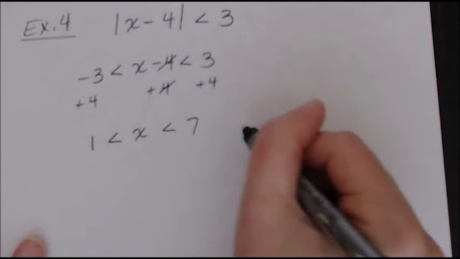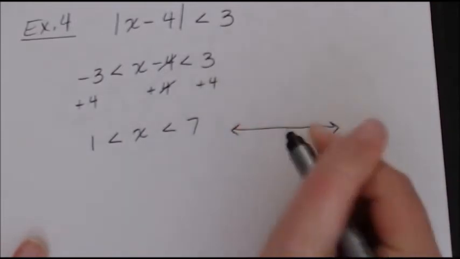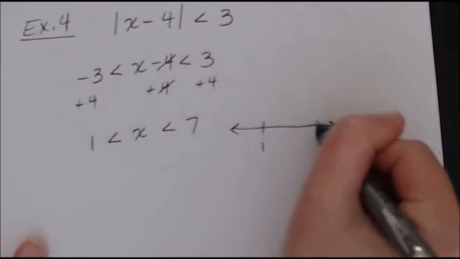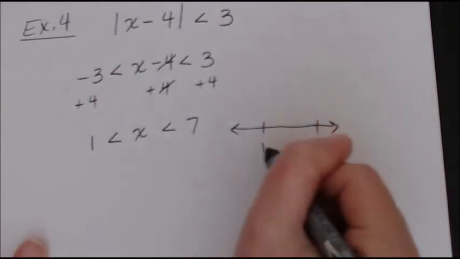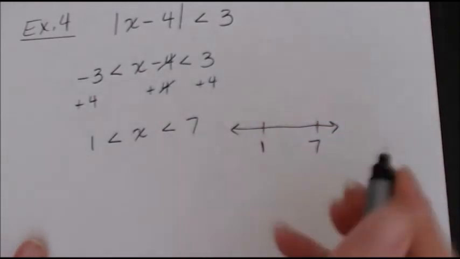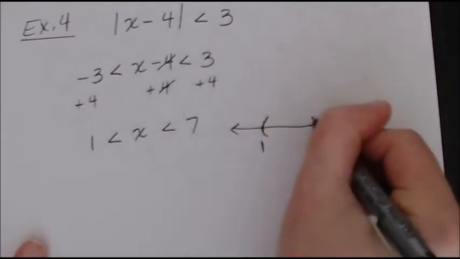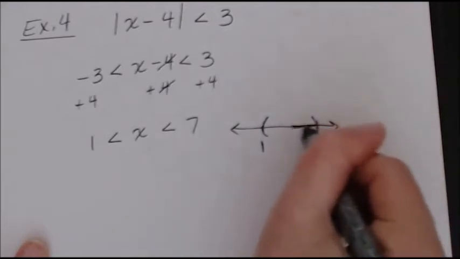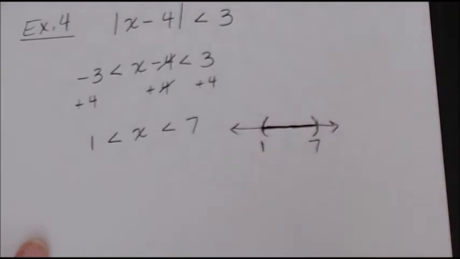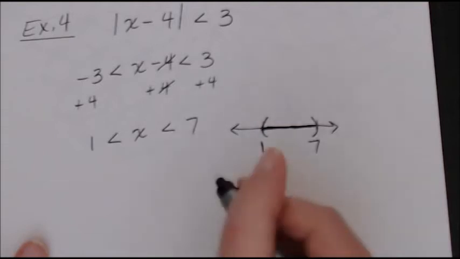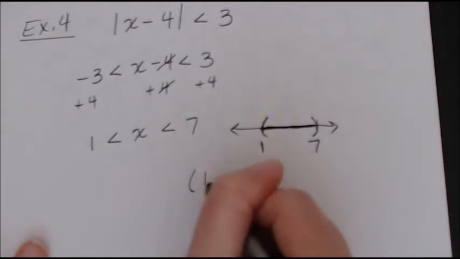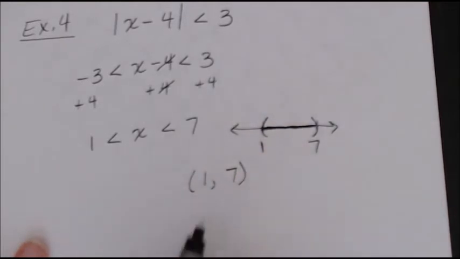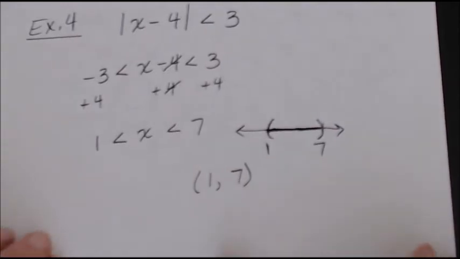Let's go ahead and graph this on a number line. So 1 would go there, maybe 7 would go there. There was no equal to, it was just less than and less than, so we're going to go ahead and use parentheses for both of these, and we're going to shade in between. What would the solution look like in interval notation? It would be 1, 7, and both would have a parentheses.